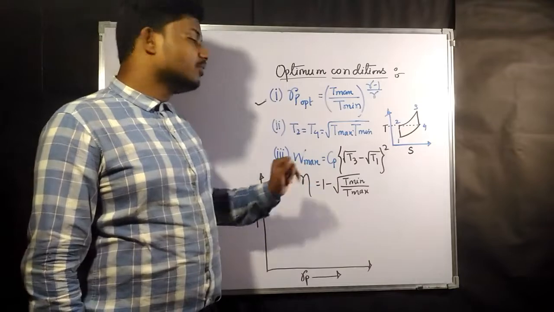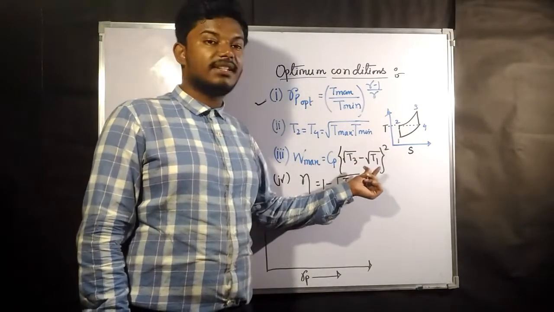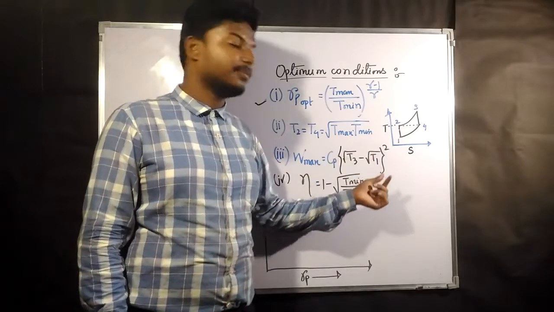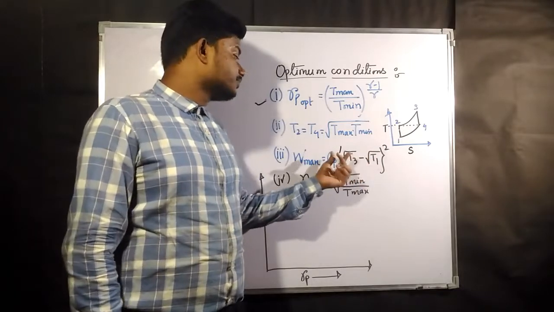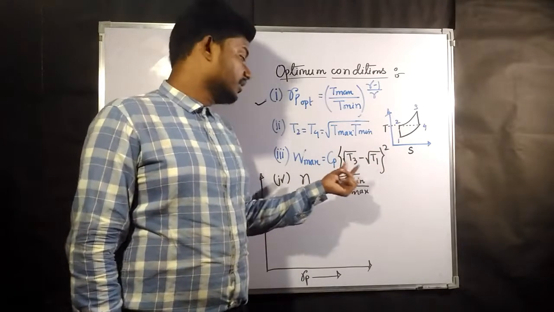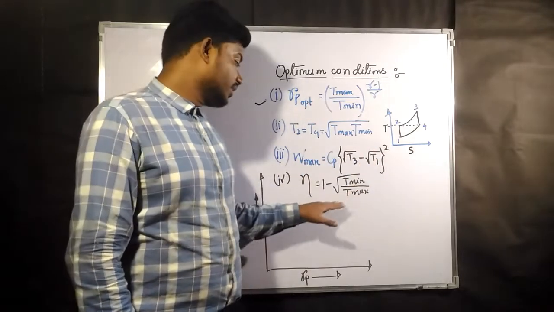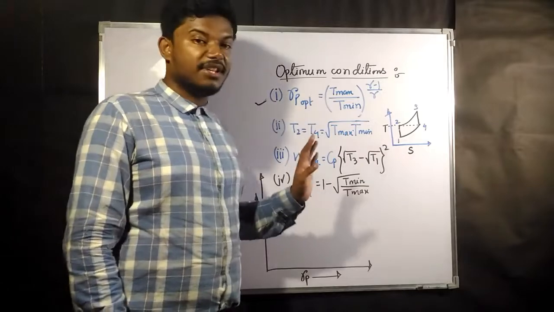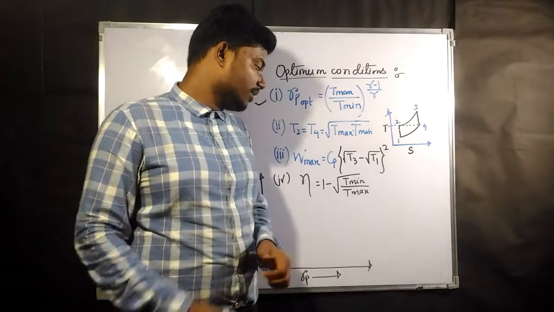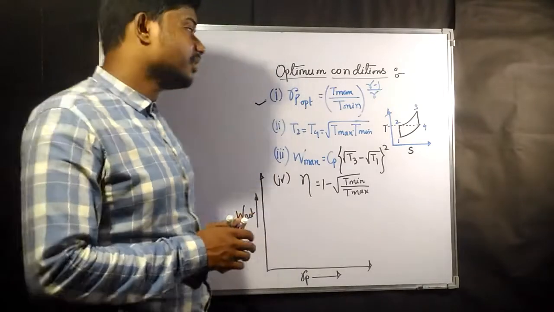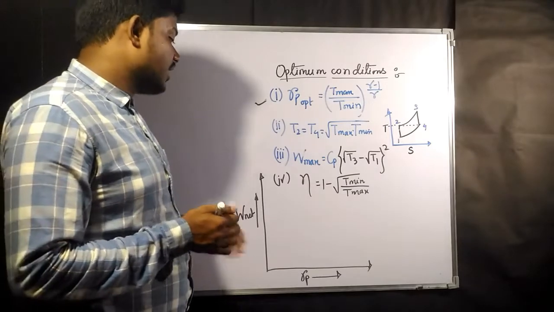Now W max. We have found out it is nothing but Cp into (root over T3, or maximum temperature, minus root over of minimum temperature) whole square. So this is going to be our W max, or maximum net work output which we are going to get. And the fourth one is the efficiency. To get maximum work output, the efficiency is nothing but 1 minus root over Tmin divided by root over Tmax.